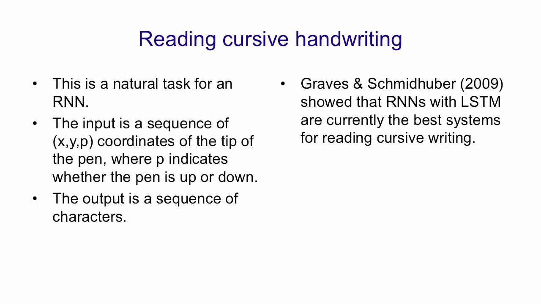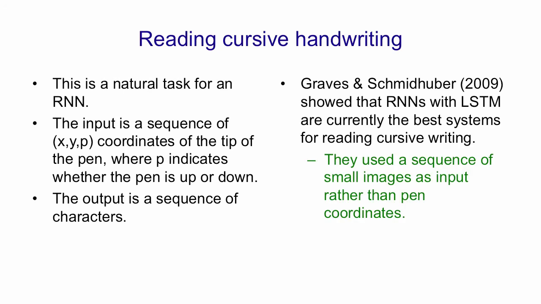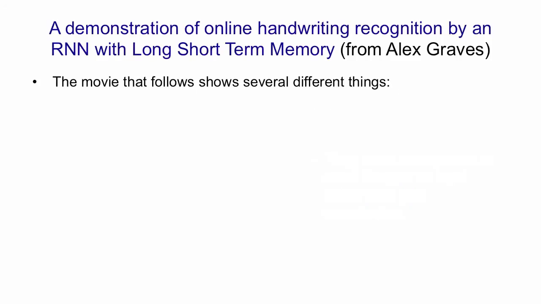So far as I know, they're currently the best systems there are, and I believe Canada Post is starting to use them for reading handwriting. Graves and Schmidhuber in 2009 didn't use pen coordinates as input. They used a sequence of small images, and that means they can deal with optical input where the timing of the pen isn't known. They can look at images after they've been written and read them.